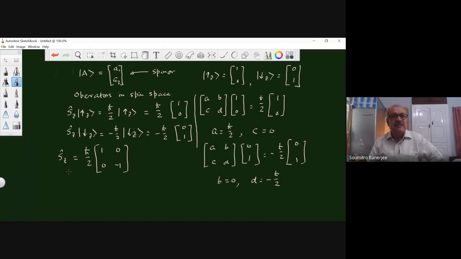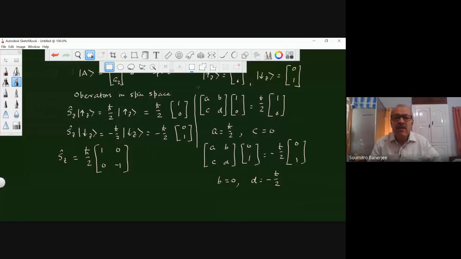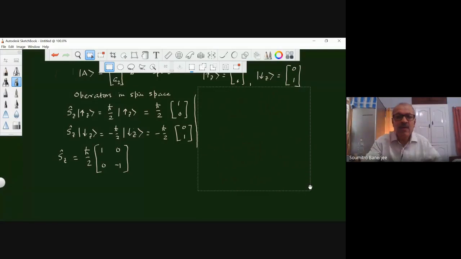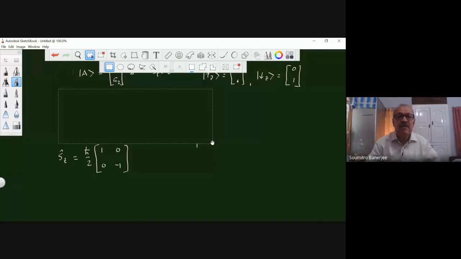It is not that straightforward to obtain the operator for Sx, Sy, but we can follow certain logic in order to obtain that. Let me delete this part and then continue. We can, I suppose, also delete this part. Done.